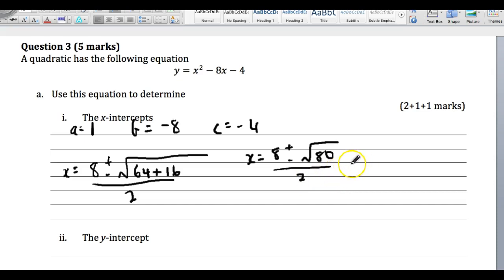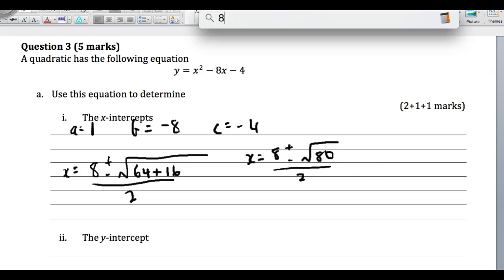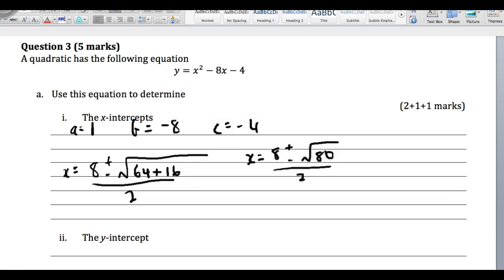What is the highest square? 16? Does 16 go into 80? I'm going to just cheat for a second. I think 16 does go into 80. Yeah, 5 times 16. Okay.